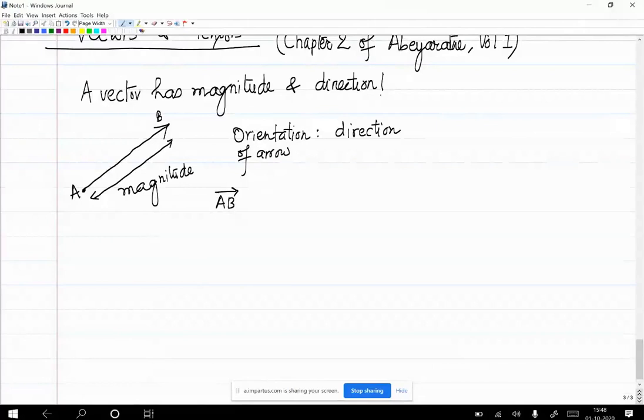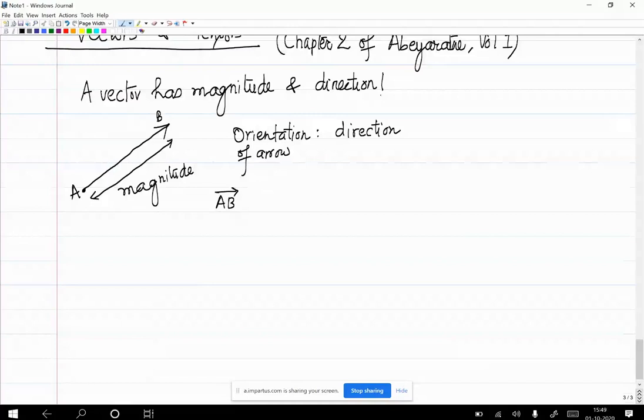Anybody? So of course, a vector has magnitude and direction. Does a vector have any other property? Yes, sir. It should follow the laws of vector addition. See, when you say vector addition, then it contains this word vector itself, and we are not yet clear about vector. So maybe try to say something else.